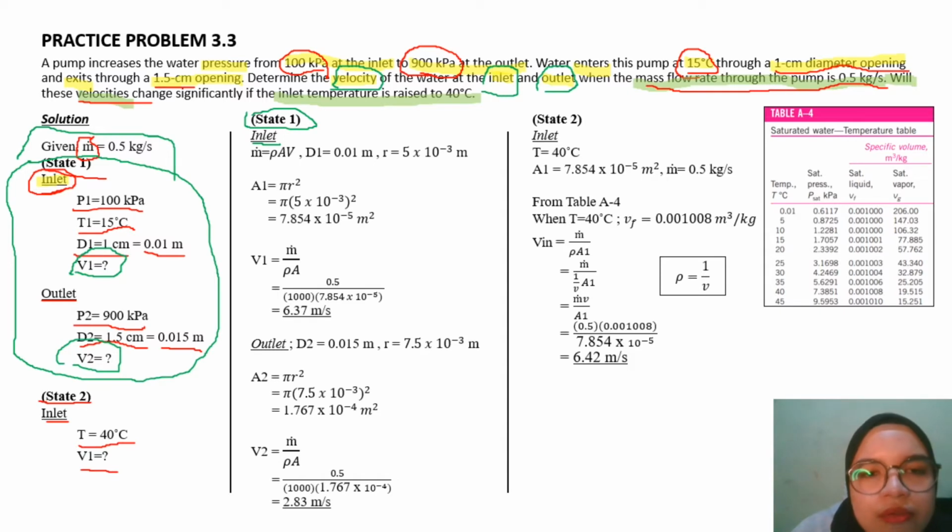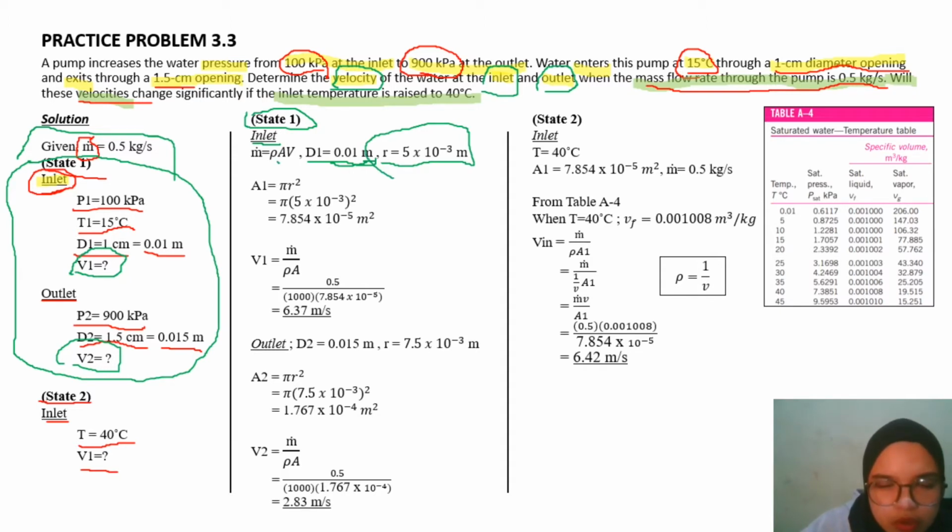And the information given is D1, which is 0.01 meter. I used meter, and the radius is 5 times 10 power of -3 meter. Because we need this radius, we want to find this area. And the area formula of the circle is A equal to pi multiplied by r squared.